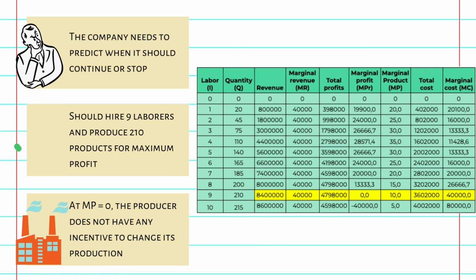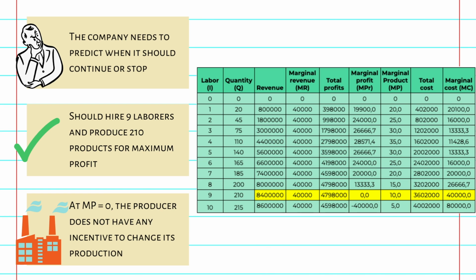And second, according to the table as well, definitely the firm should hire 9 workers to produce 210 products to maximize the profit, which is nearly 5 million. And at this point, MP would equal 0, which means that the level of production is optimal in terms of profits and cost, and hence, the producer is not motivated to change its number of labor or product quantity.